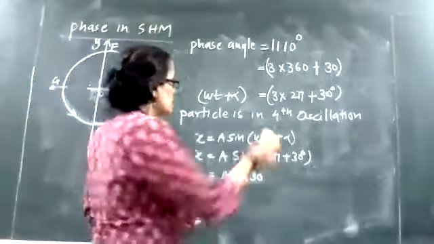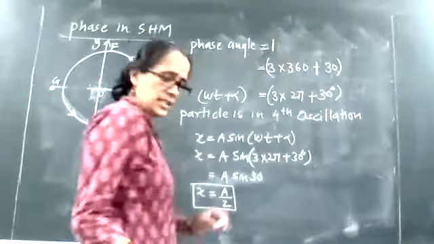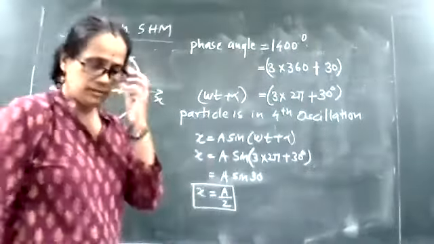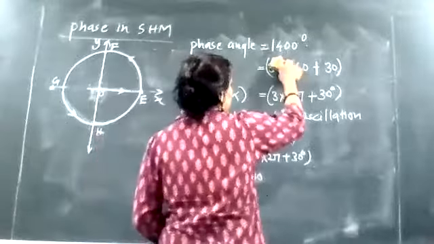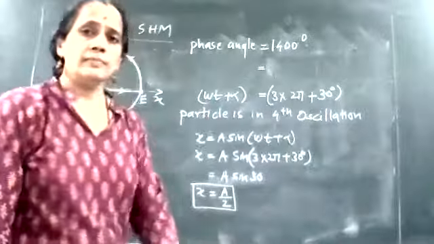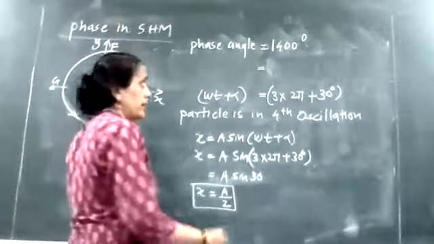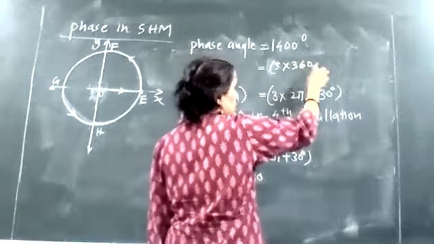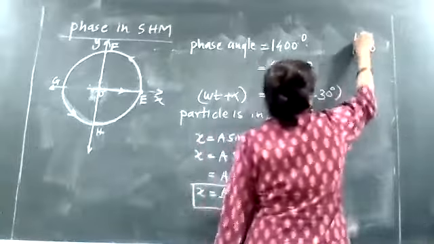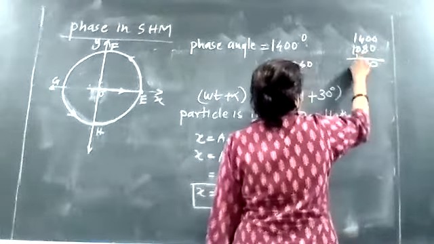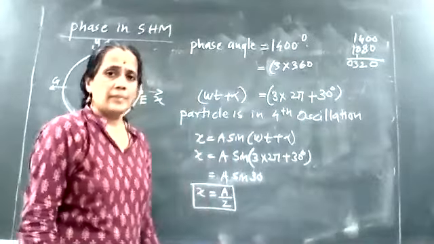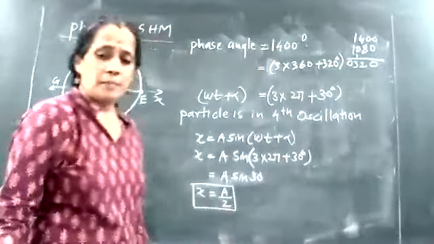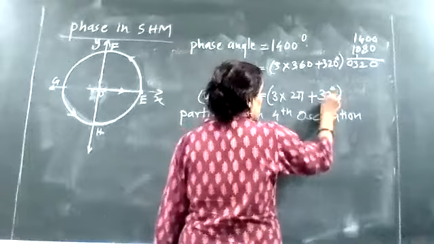Okay, I will take one more example. Suppose I have taken some angle like this, 1400. If I take 1400 angle, then at that time what happens? See here, 1400. If I multiply 3 by 360, then 3 into 360 means it is 1080. So if we subtract it from 1400, what I am getting is 320. Right? Your angle is approximately 320. Your angle is 320.